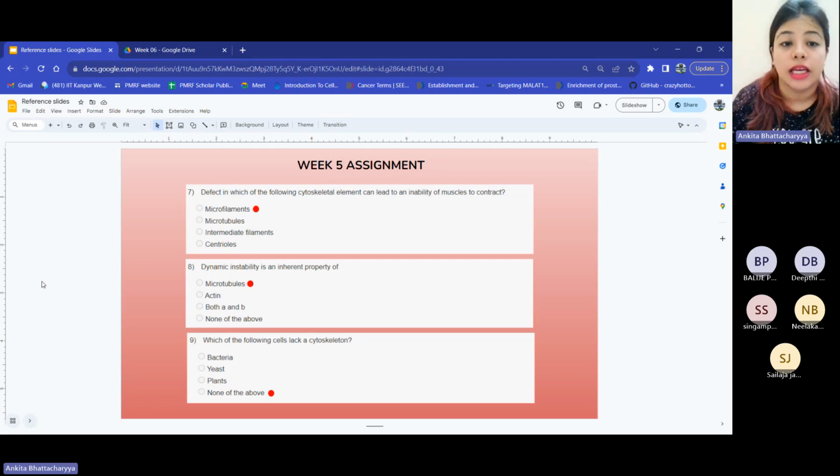Coming to question 8, dynamic instability. I think we have discussed this as well. So dynamic instability is an inherent property of microtubules, actin, both A and B, or none of the above. So while you could technically answer both microtubules and actin have this property, the inherent property of dynamic instability is always attributed to microtubules because of the constant cycling that is necessary for them to possess in order to execute their default functions inside a cell.